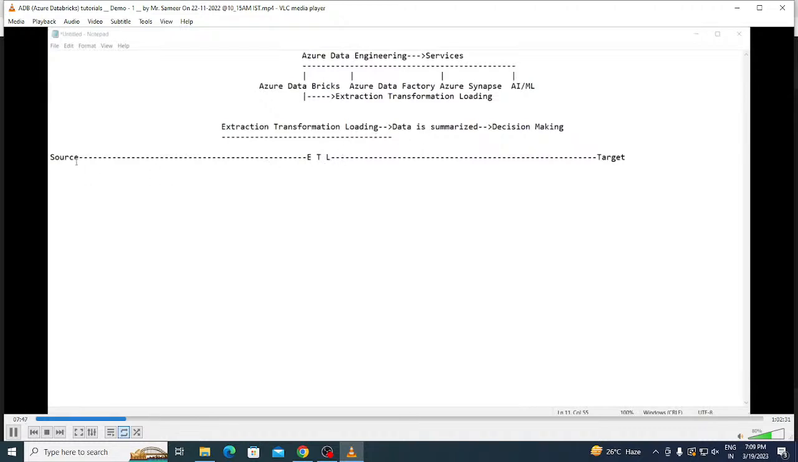So what is the source and what is the target? Let us try to understand this, guys. Source is a place where we get the raw data. This raw data is extracted as per the requirement in the process of extraction. And extraction means picking up the data.